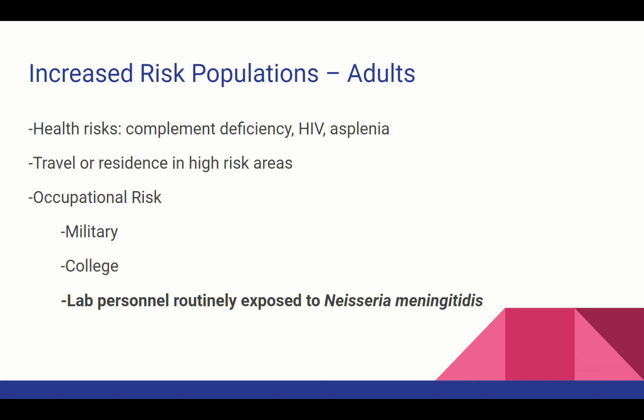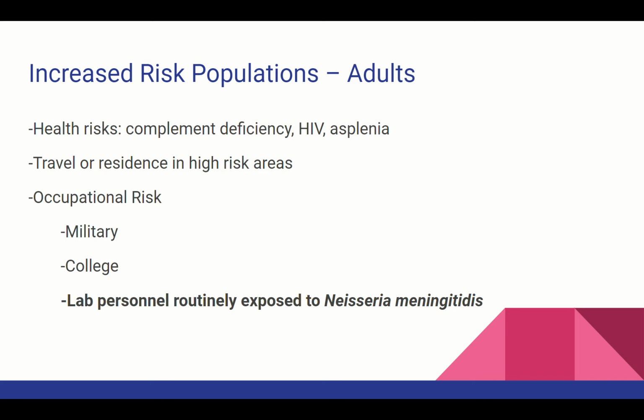Those people will also fall into the category of increased risk populations for adults, who, as an adult, should then be vaccinated again or the first time for meningitis. Health risks, as we talked about, include complement deficiency, HIV infection, and functional or true asplenia, when you don't have a spleen. They might also include travel or living in high-risk areas for meningitis infection.